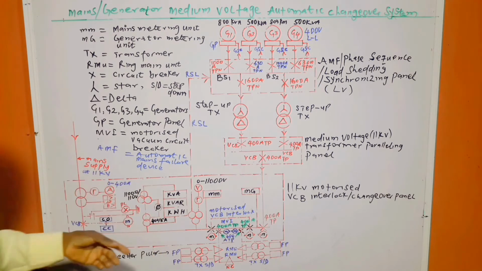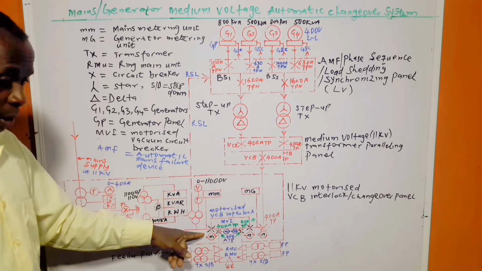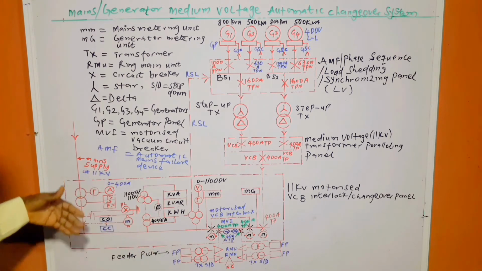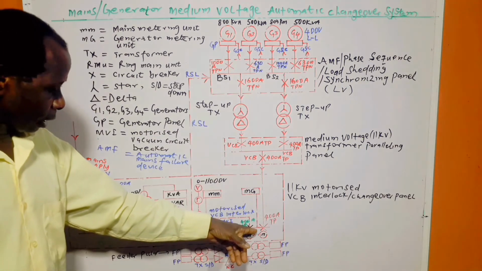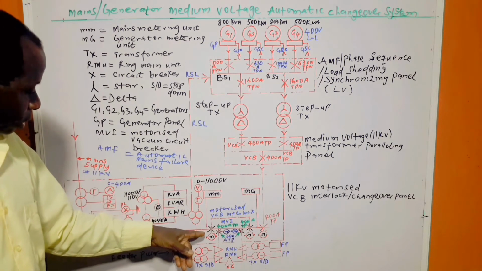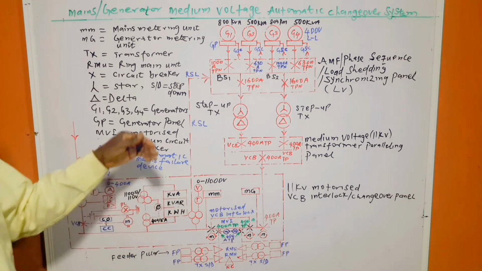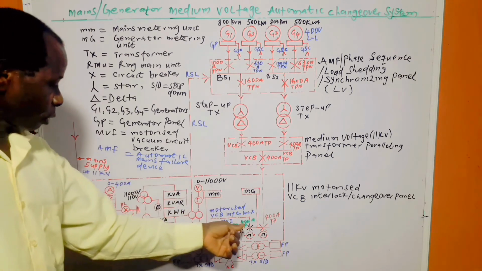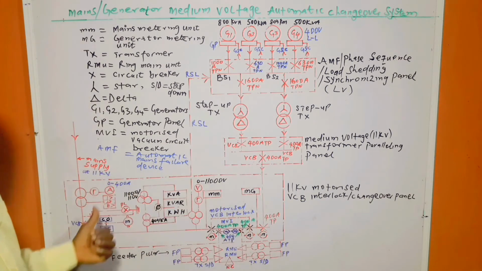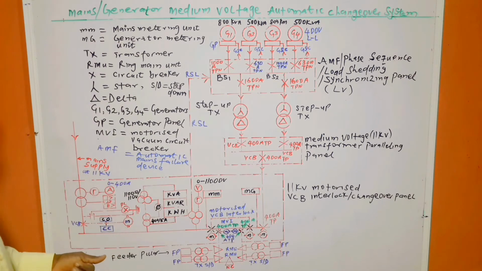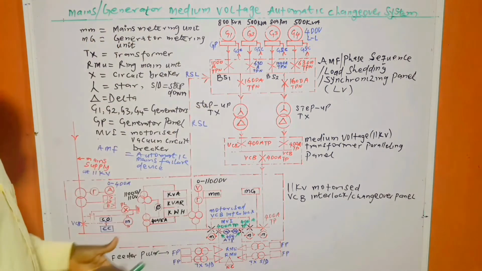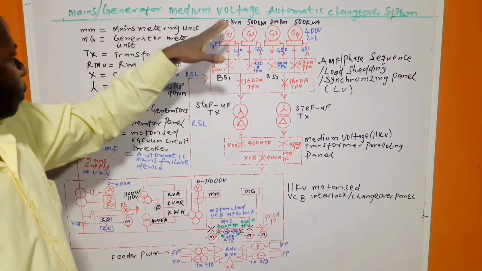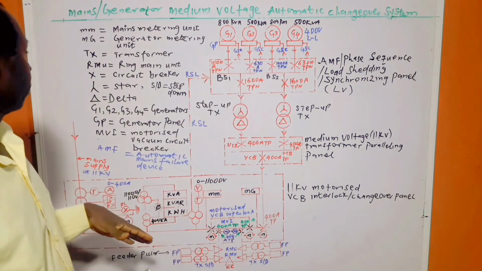Normally, it used to be the mains supply circuit breaker that would be on. And when there is interruption in power, that of the generator will be on, while this one will be off. And when the power is restored, there will be a changeover from the generator back to the mains supply. And another thing is, why are we having a medium voltage automatic changeover system?